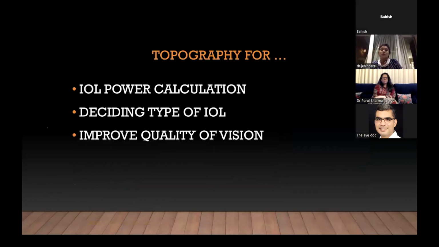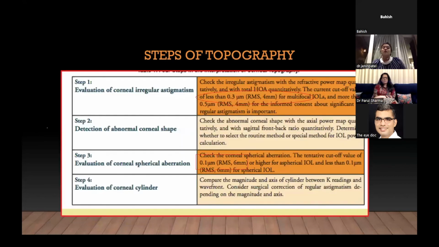So what are you looking for in a topography? You're looking at IOL power calculation. The next, most important thing is deciding what type of IOL you want to put in for the patient and improving the basic quality of vision of the patient. So you want to look at a topography in four major steps. One, you want to look at the irregular astigmatism. Now, whether a patient has regular or irregular astigmatism, see, with a cataract you cannot really rely on your refraction as much, because your refraction is anyway going to be masked. So to talk about regular or irregular astigmatism on your refraction is going to be really difficult.